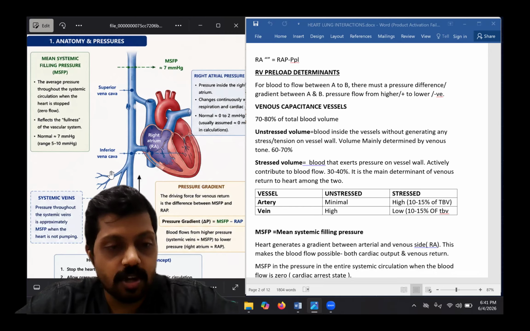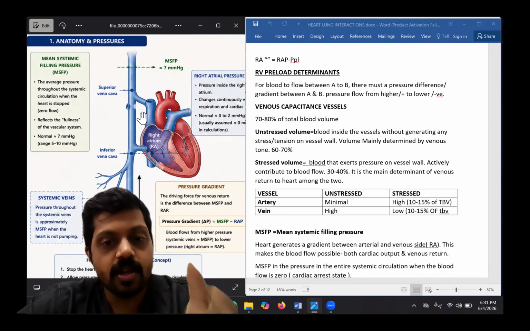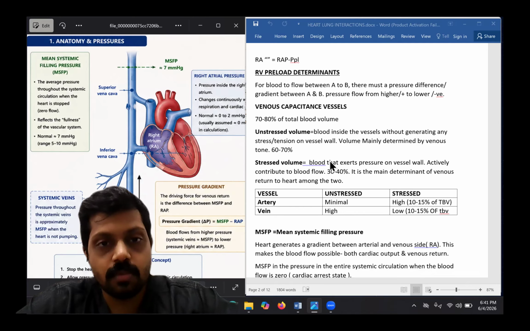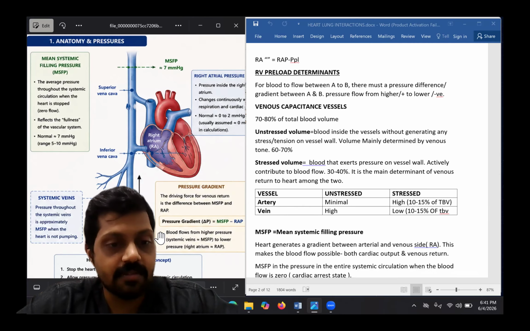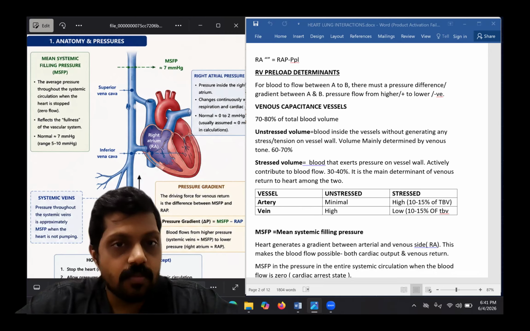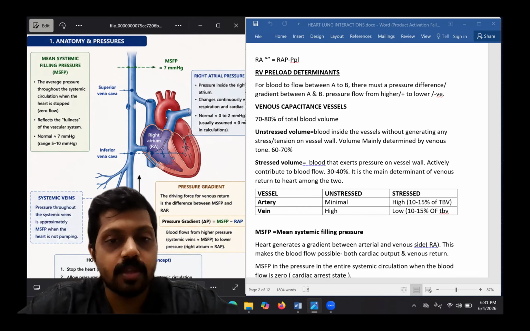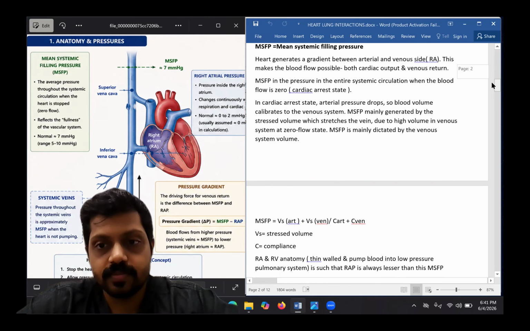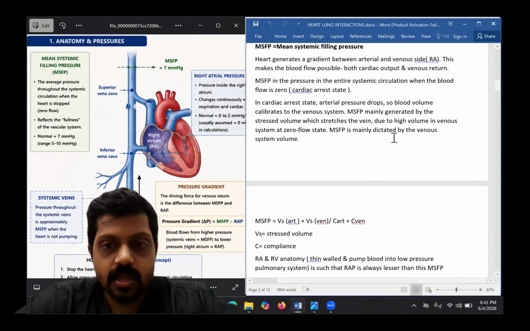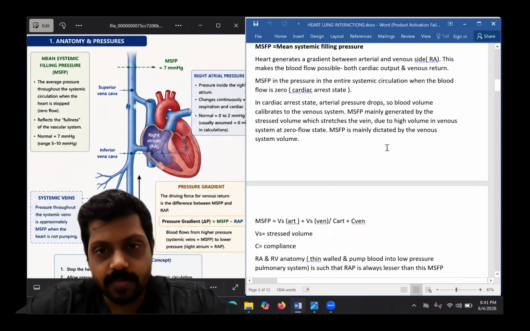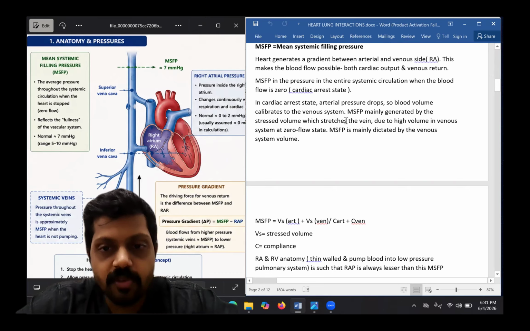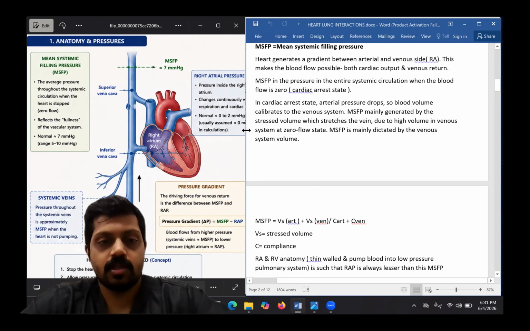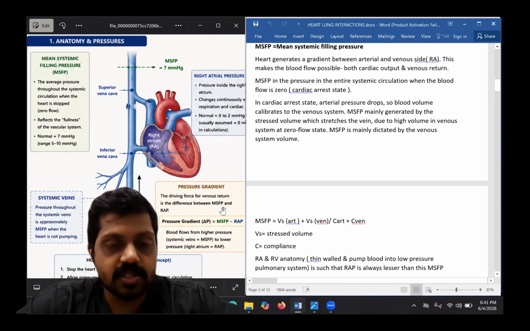So normally unstressed volume is there. Above and beyond this unstressed volume, there is some amount of blood that is a stressed volume which actively contributes to the blood flow. By blood flow I mean it contributes to the venous return to the right atrium. So if you see, the main determinant of venous return is the stressed volume in the venous system. Okay. Stressed volume which touches the vein contributes to the venous return, contributes to the mean systemic filling pressure.